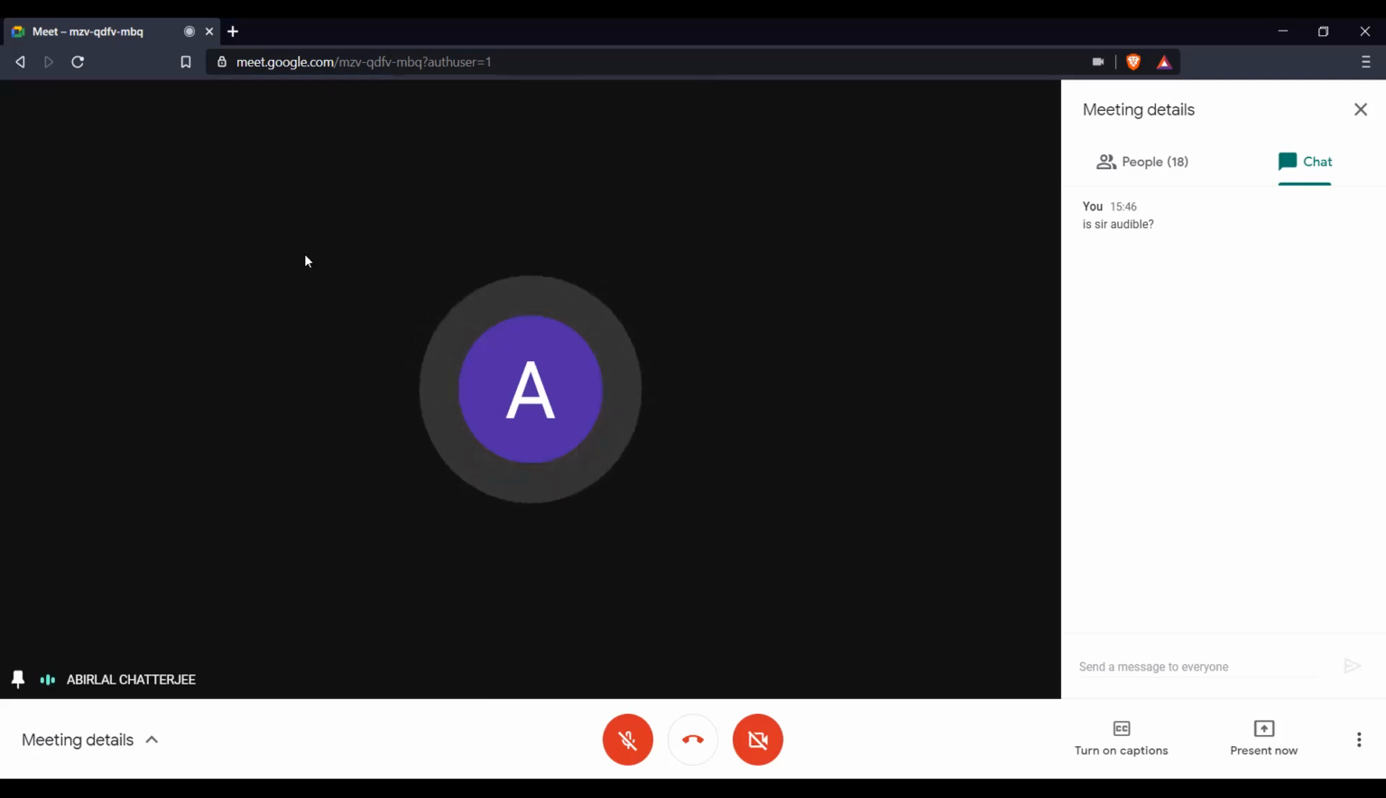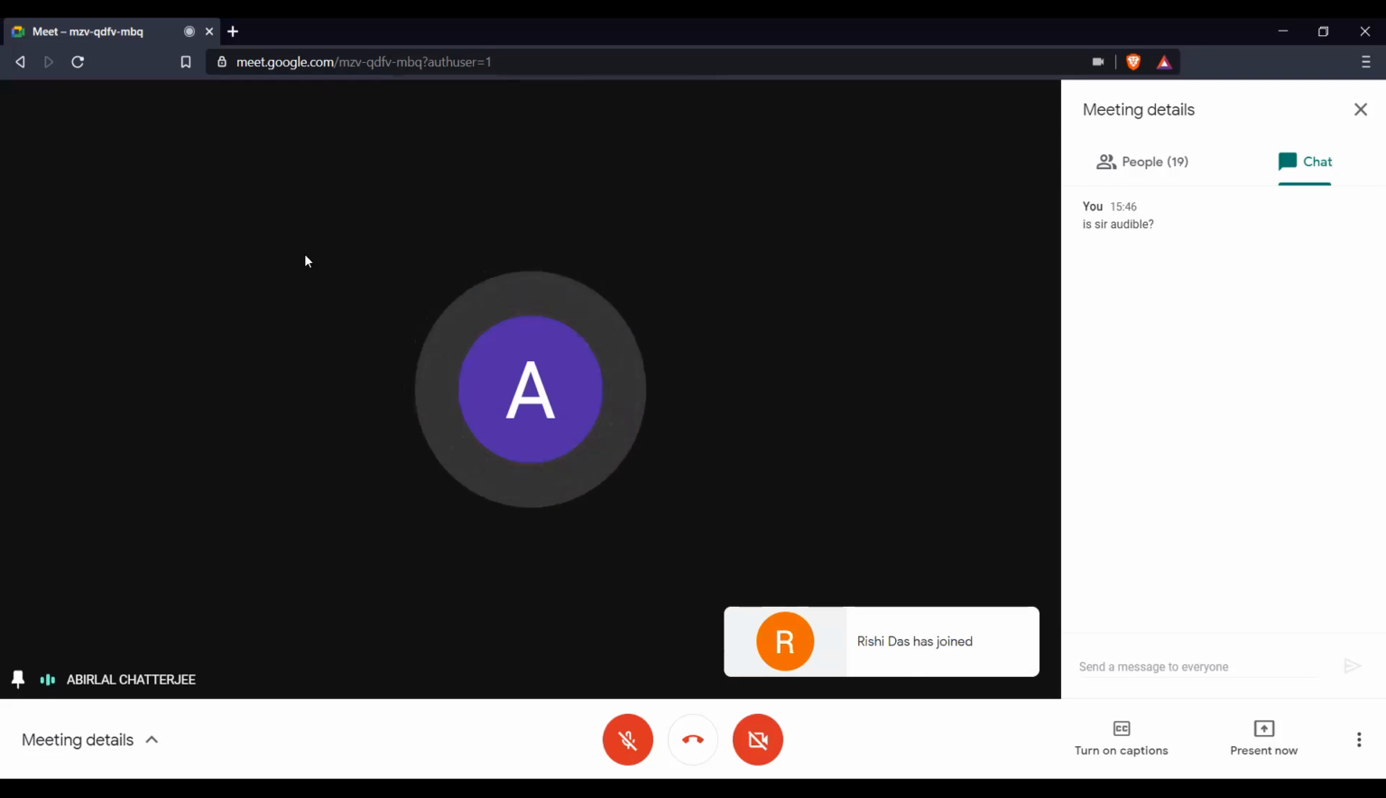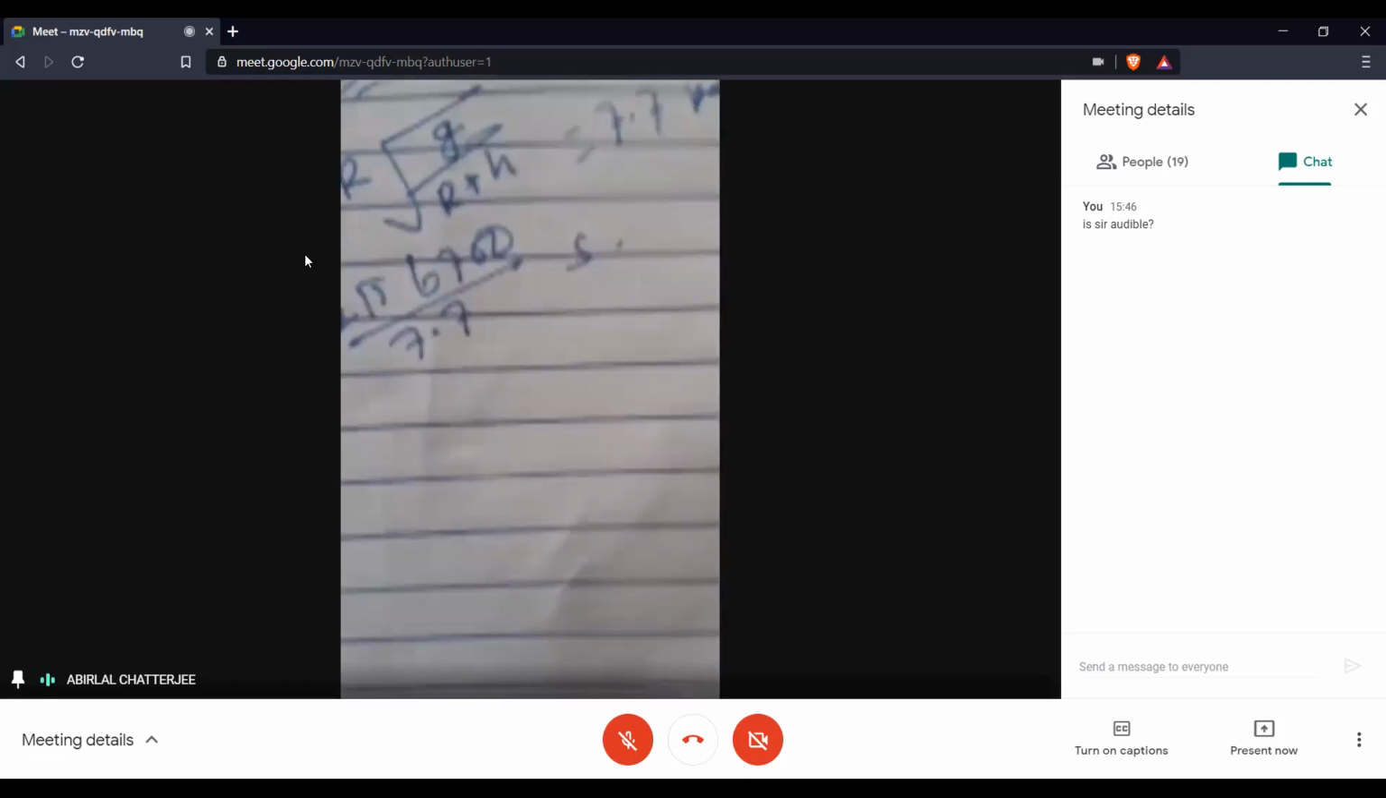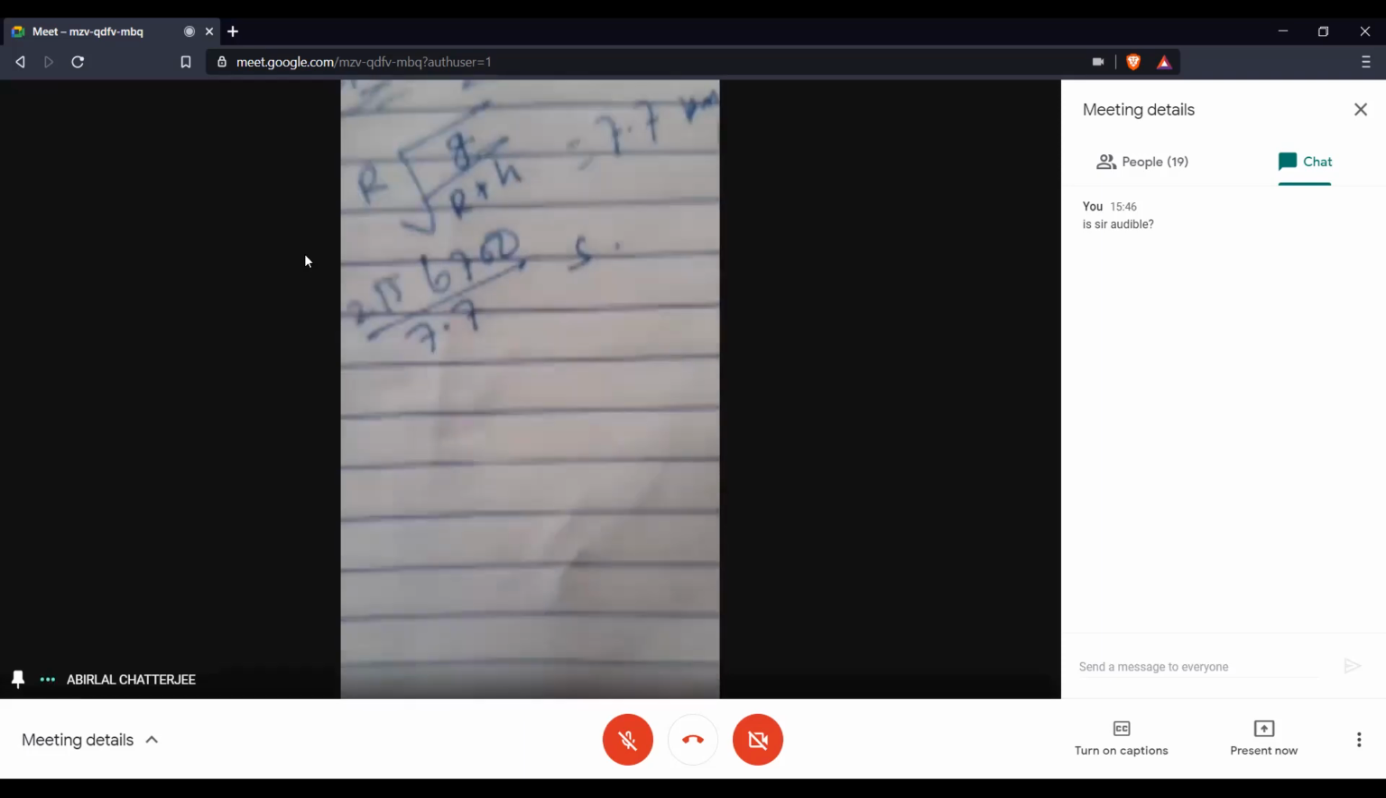Anyone else got it? Sir, 8 root 2 GM by a, under root. Now you see the particle is placed at the center.